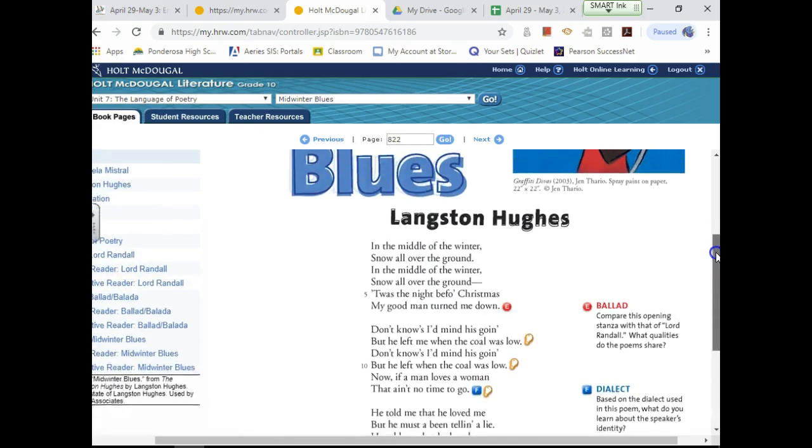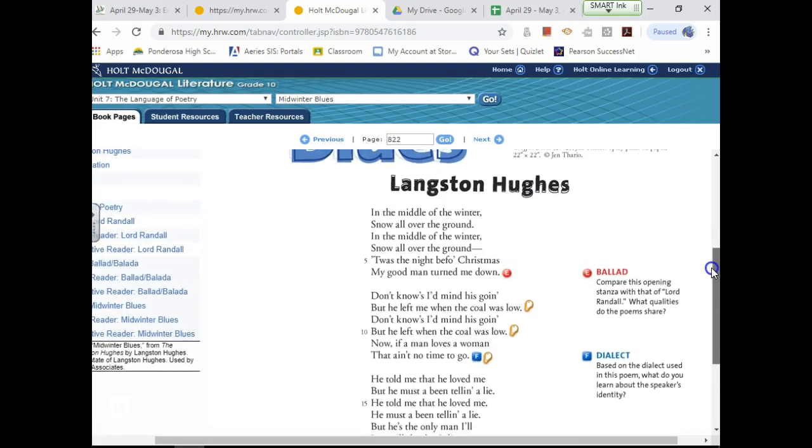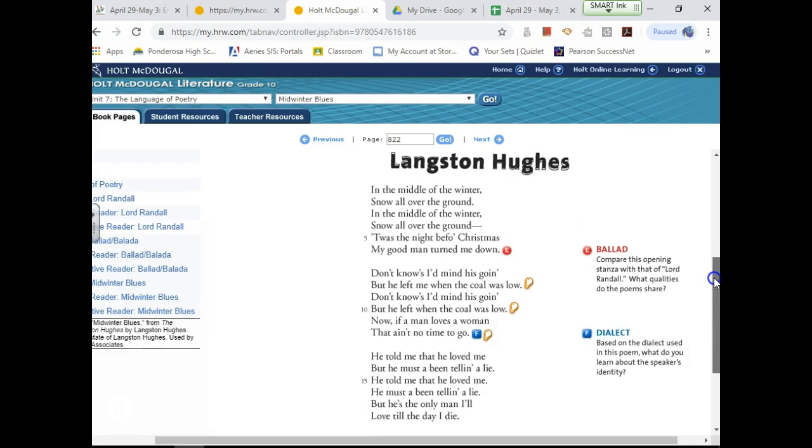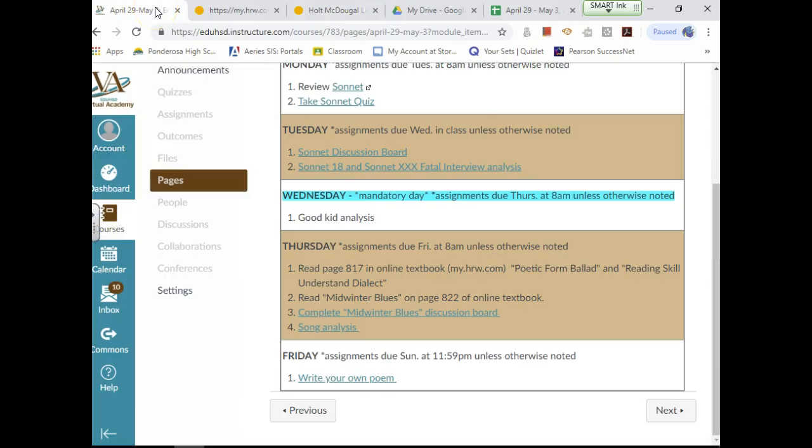Okay? So, what do you guys think the dialect is? Any idea? Let me read one part again, okay? In the middle of the winter, snow all over the ground. 'Twas the night before Christmas, my good man turned me down. Don't know's I'd mind his goin'. Southern? Okay, definitely Southern. Alright, good start. So, what I want you guys to do is click the Midwinter Blues discussion board.